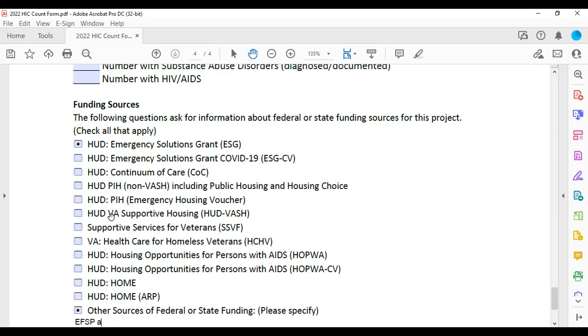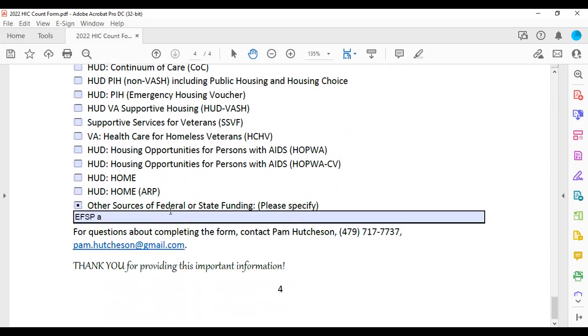Okay, so up here, another question that is separate, is your emergency shelter funded through ESG, regular ESG, and/or ESG-CV or COVID? Both. Okay, so you're going to check both because it's funded through both of those. And then you have other sources.